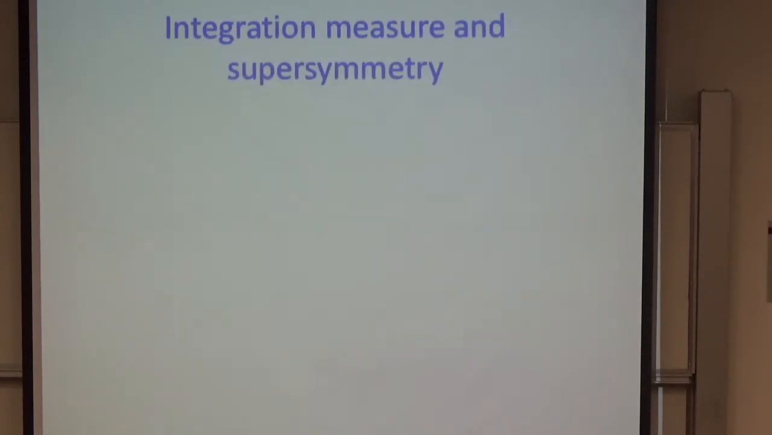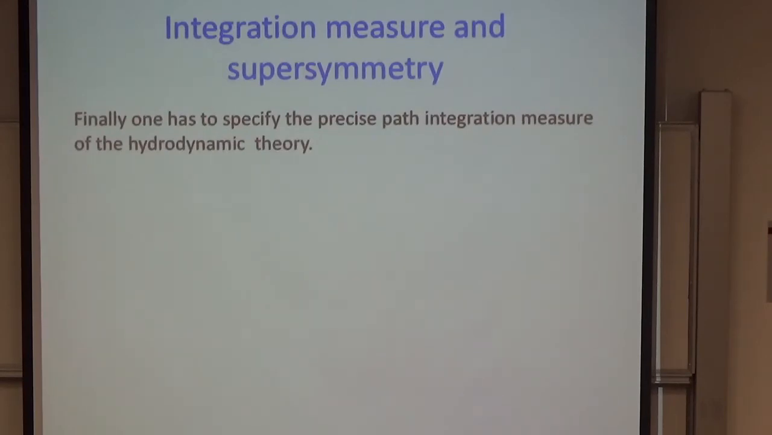Finally, when you formulate such an effective theory in the path integral, you also have to specify your precise integration measure, or path integration measure. That affects things if you want to do loop physics, or fluctuations. So now you have to specify the path integral measure of the hydrodynamic theory.